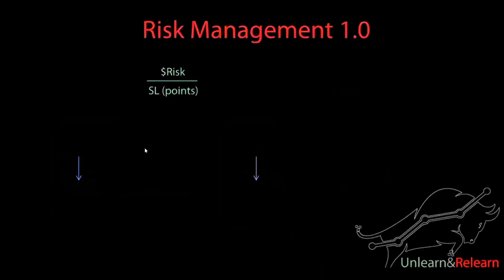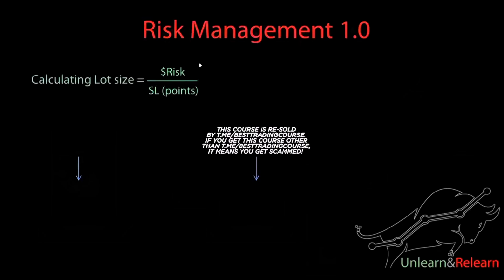Even though this is recorded, making notes is really, really important. So when you're talking about risk management 1.0, the number one thing is how do you calculate lot sizes? Even though some people have access to magic keys, or different scripts and websites, the main thing is how do you actually calculate lot sizes?